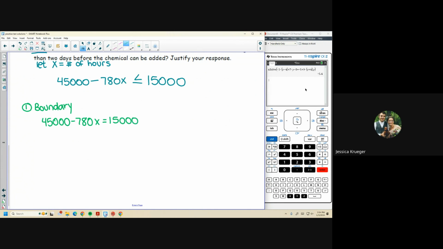Okay? Because my original inequality is less than or equal to, I know that I'm going to use a closed circle on my number line because of the equals underneath. Okay, I'm going to go ahead and solve this. So I'm going to subtract 45,000.